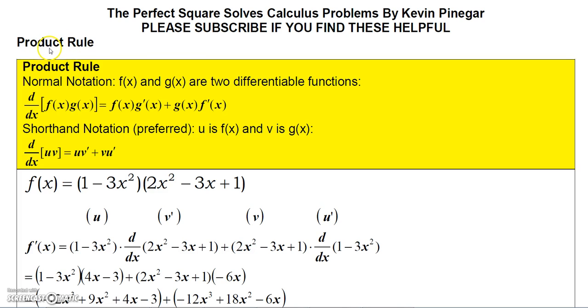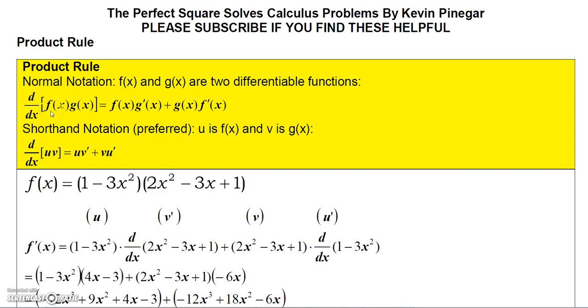In this video, we're going to talk about the product rule for finding derivatives. And the normal notation for the product rule, let's assume f of x and g of x are two differentiable functions. Then this f of x times g of x, that would be the product of these functions.